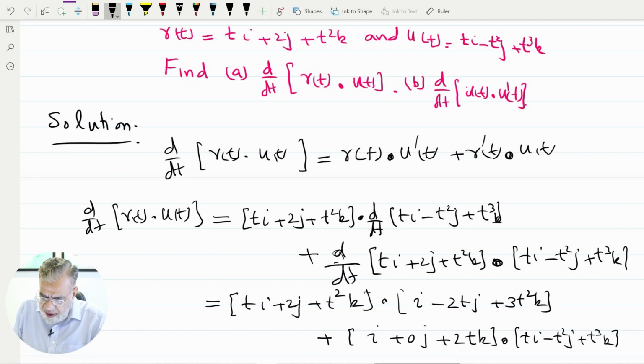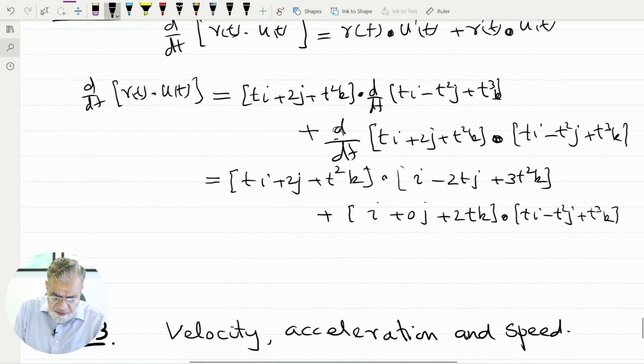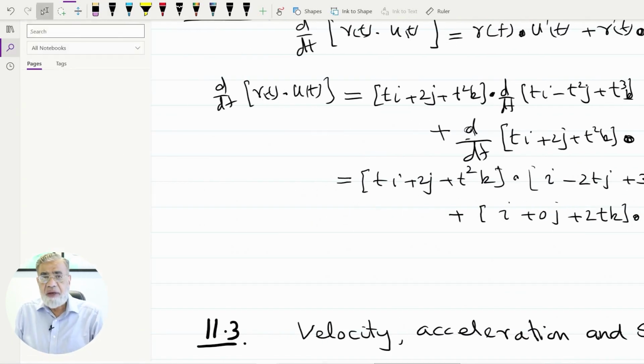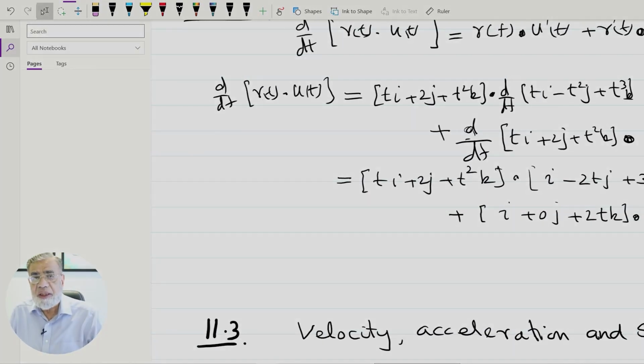So now we go further and take the dot product by using our formula that a dot b is a1 b1 plus a2 b2 plus a3 b3.